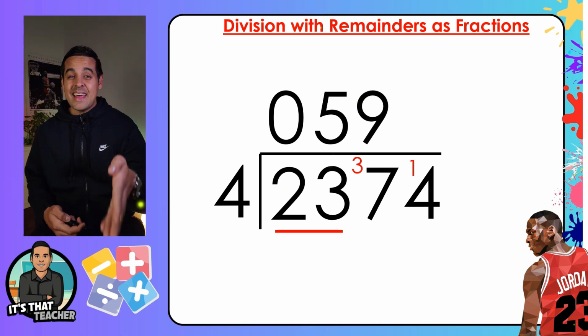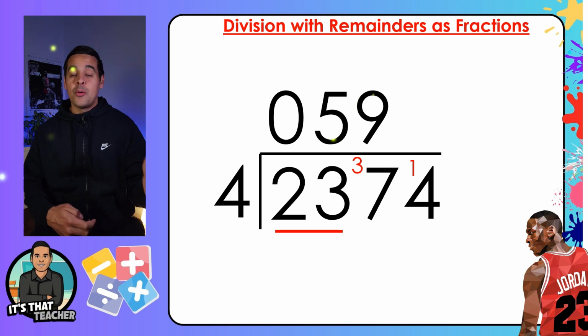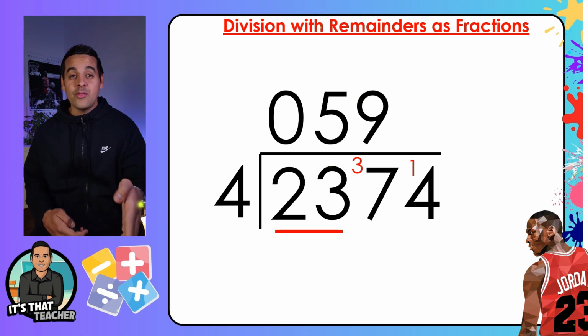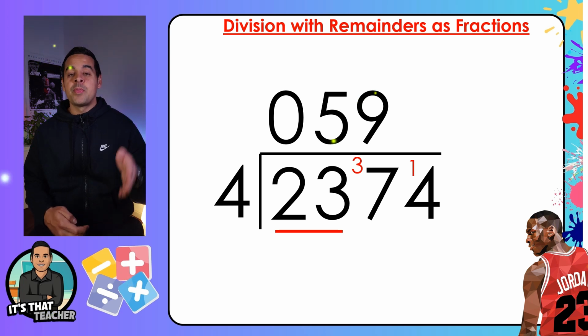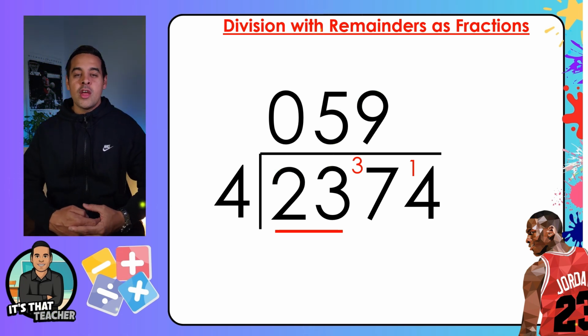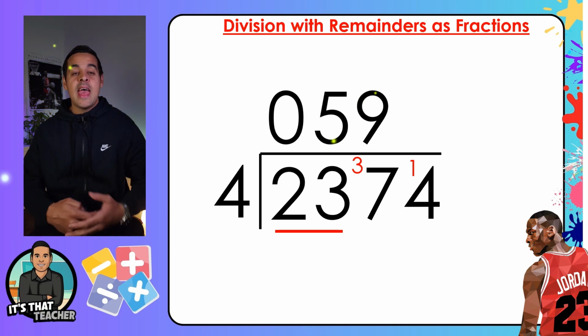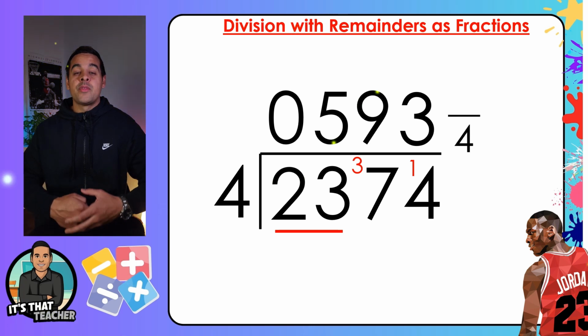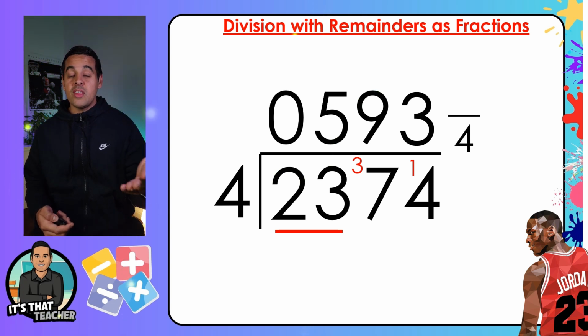So you follow the same process with your remainders. You put them in front of whatever place value is next. In this case, it would be the ones, or units in some countries. So we've put the 1 in front of the 4 in the ones column, which would make the new number 14. How many 4s can fit evenly into 14? That would be 3.